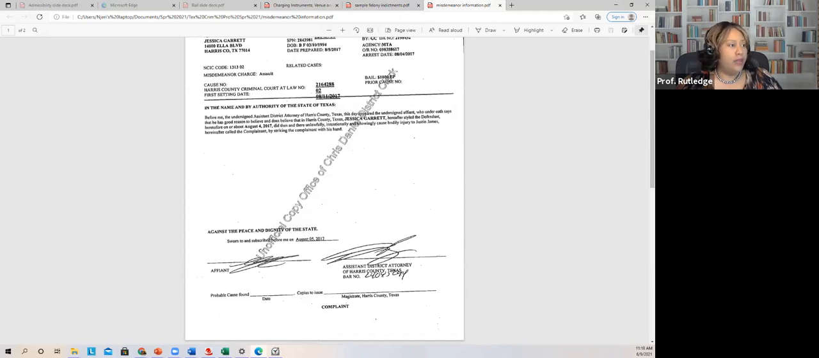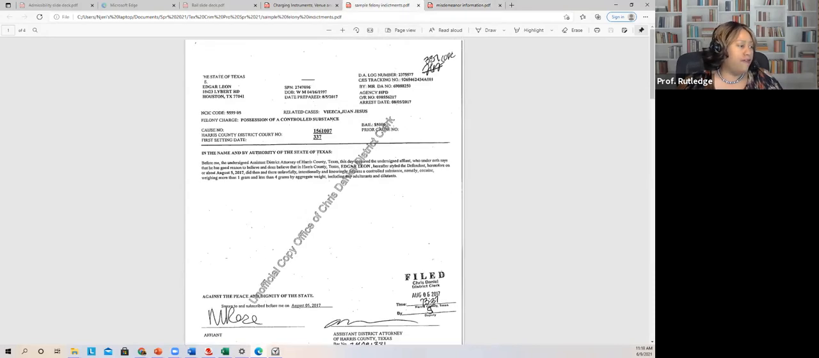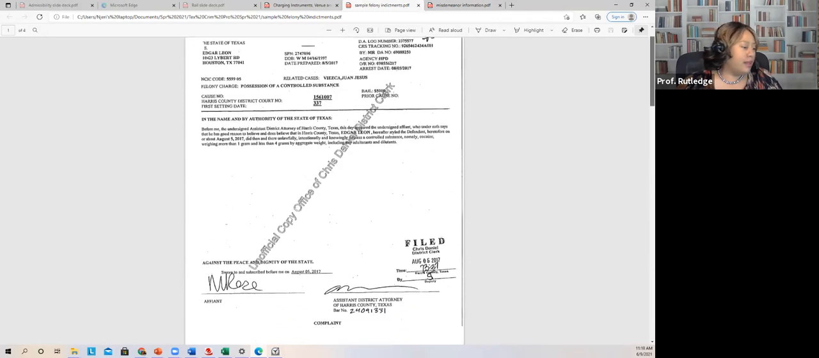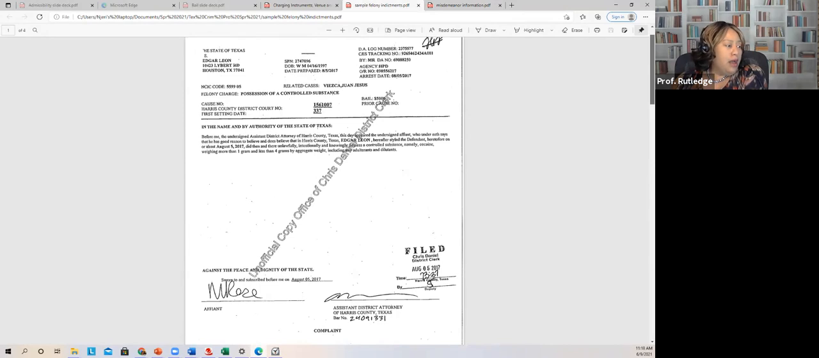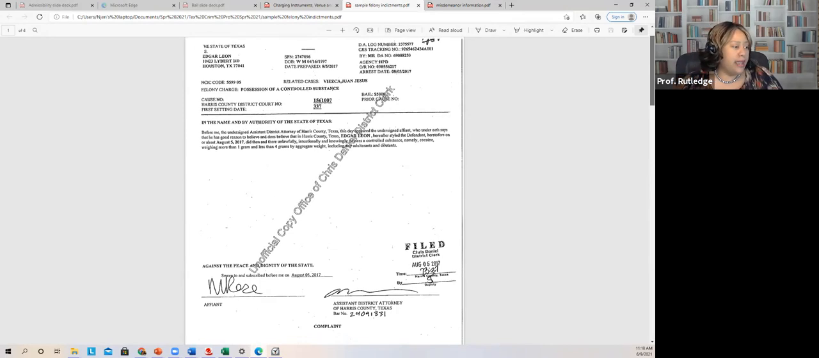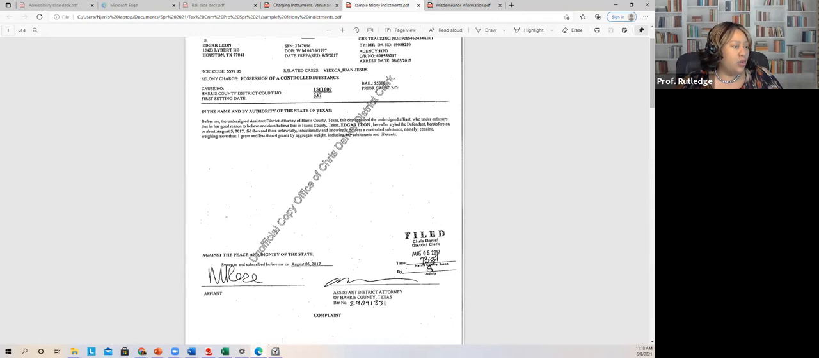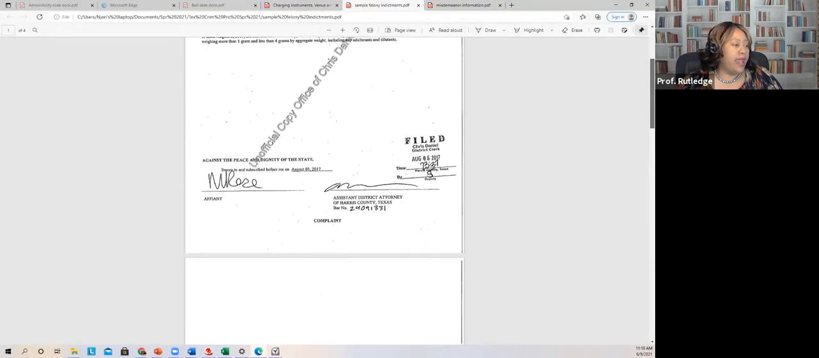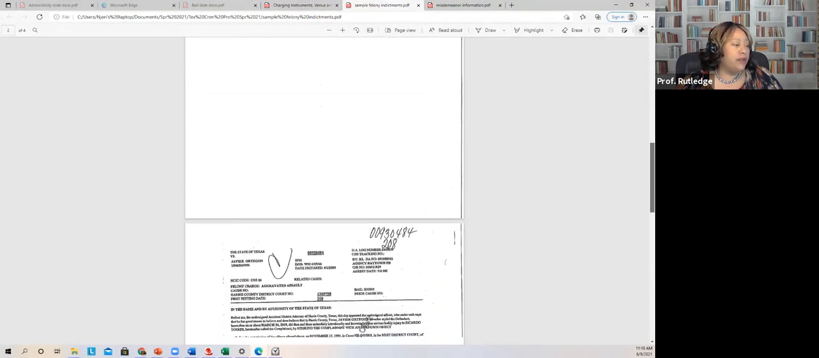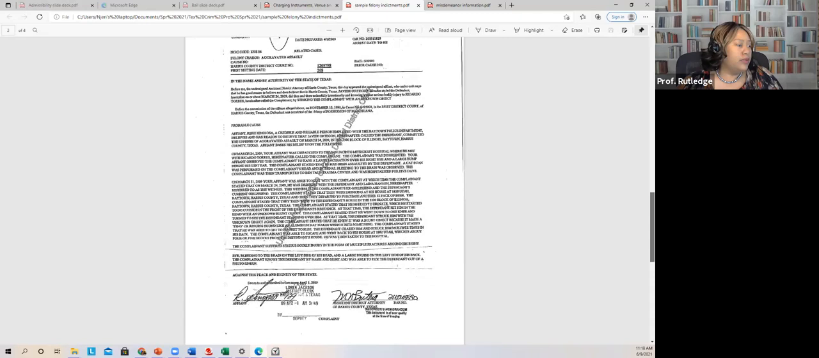And then we have our felony indictment. Notice it looks the exact same way. This is the complaint for Mr. Leon. It has the same language, in the name and by the authority of the State of Texas. We believe that he intentionally, knowingly, unlawfully possessed a controlled substance, cocaine. And it's signed by that police officer and the district attorney. We keep going. It's another complaint.